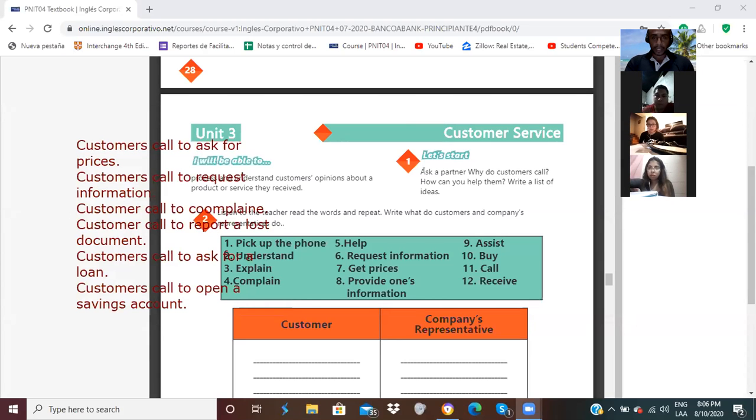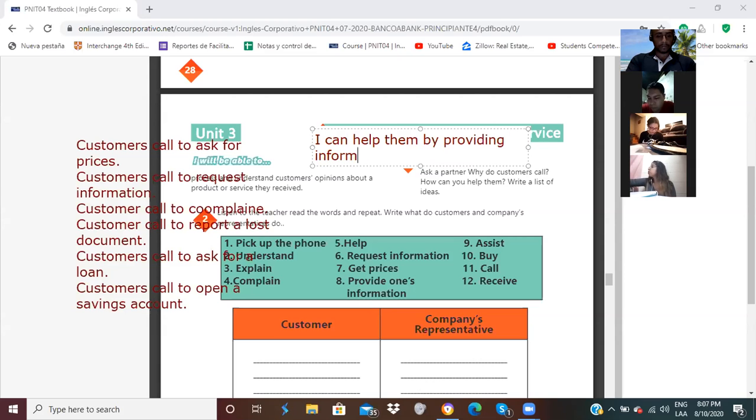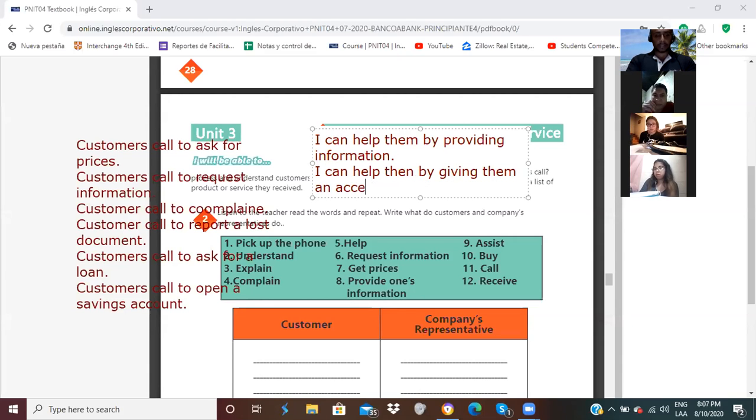Now, what is the next question? How can you help them? Write a list of ideas, right? For example, how can you help them? You're gonna say, I can help them. I can help them by providing information. I can help them by giving them an access code.